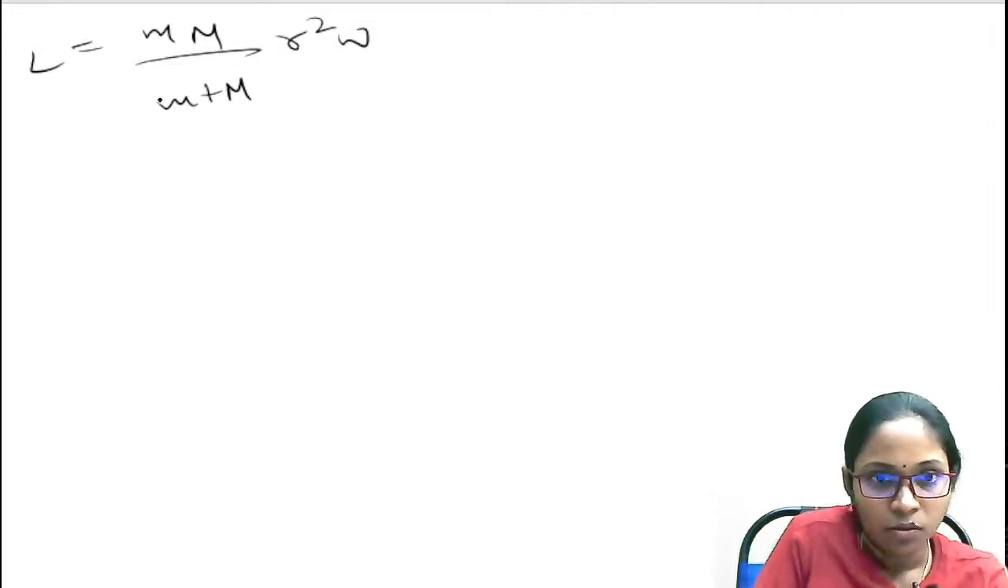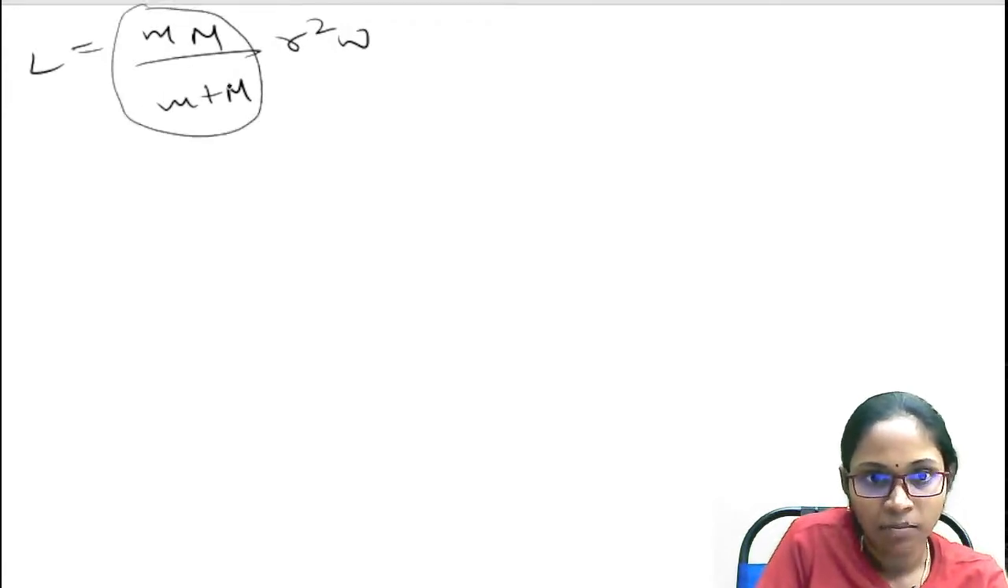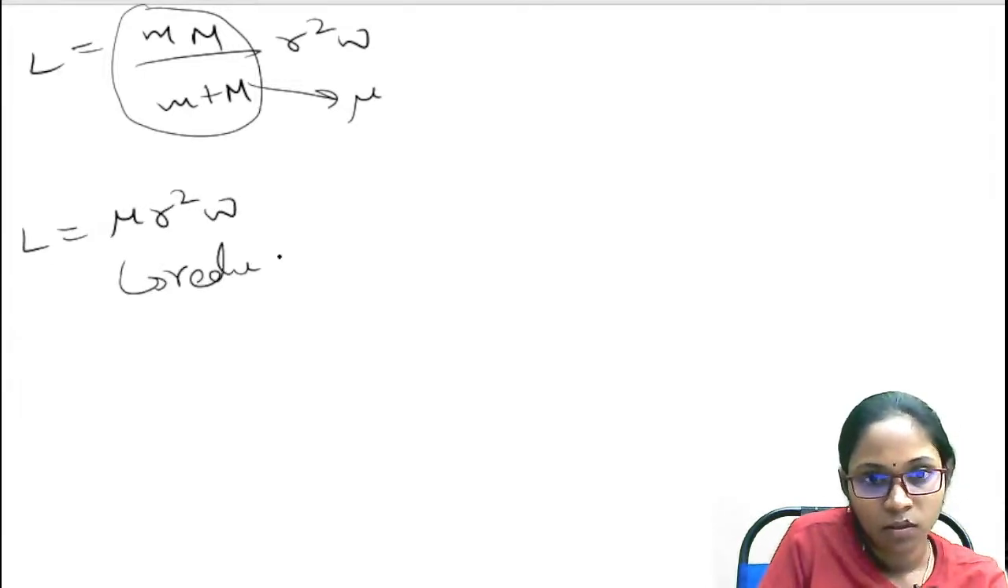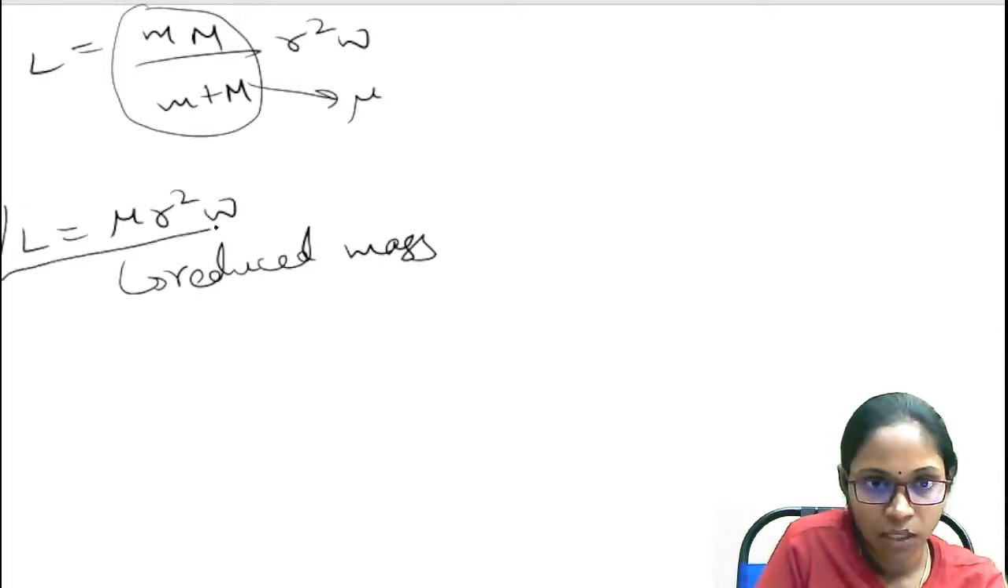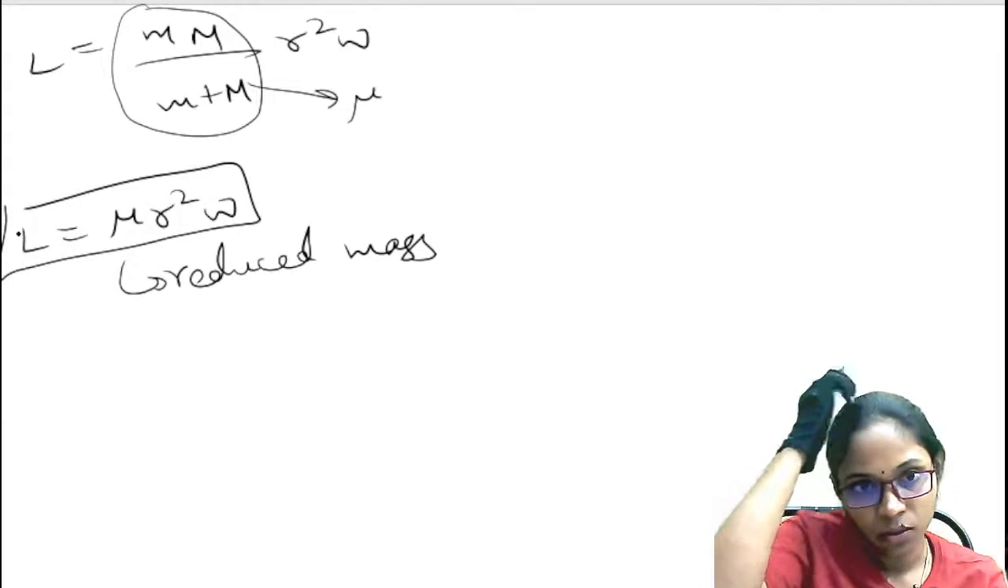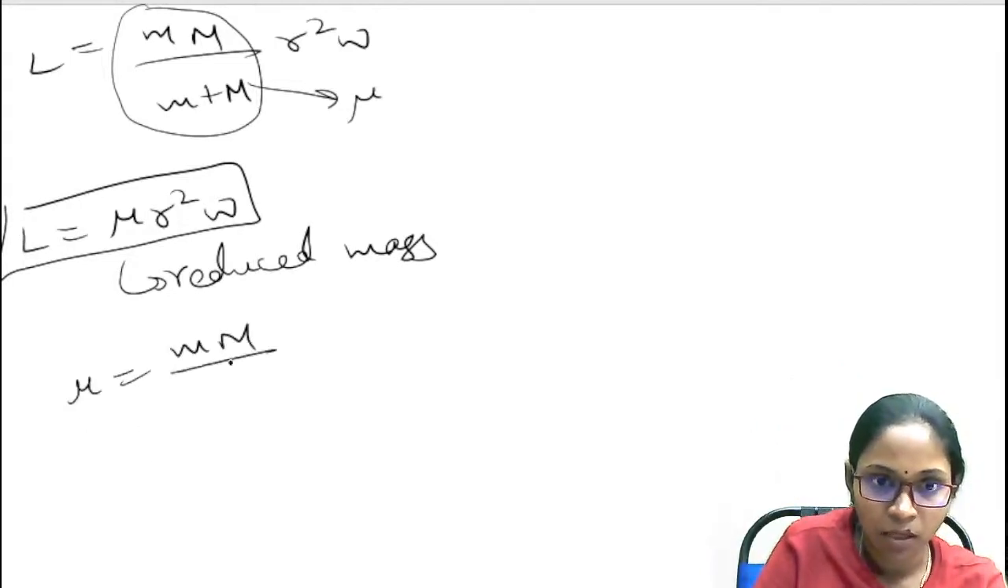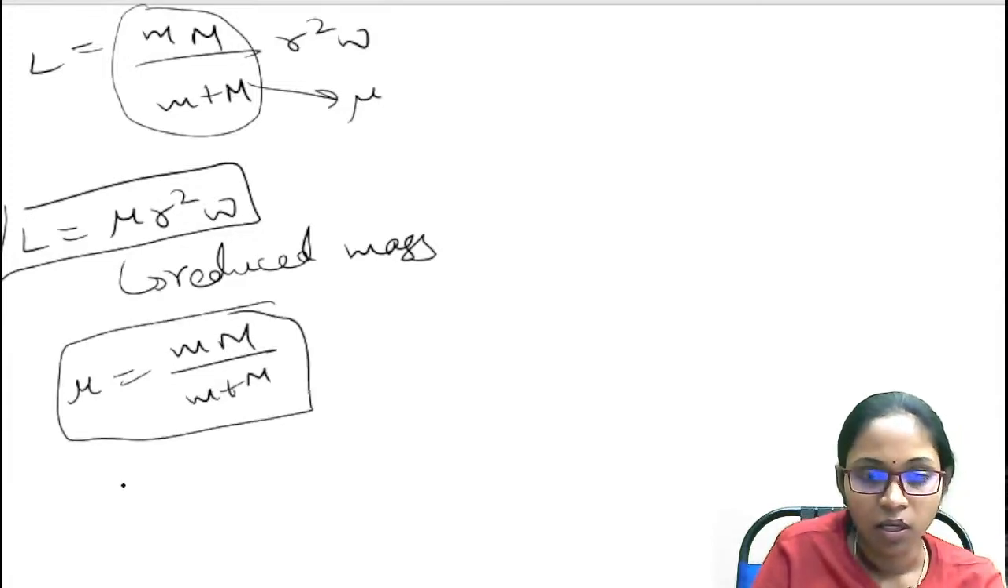So I'm considering this m by m plus M as mu, which is equal to angular momentum equal to mu r square omega, where mu is the reduced mass. I'm sorry once again for the inconvenience. This mu value is equal to m by small m plus capital M. This is the reduced mass.